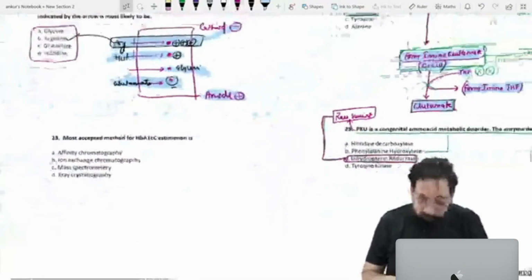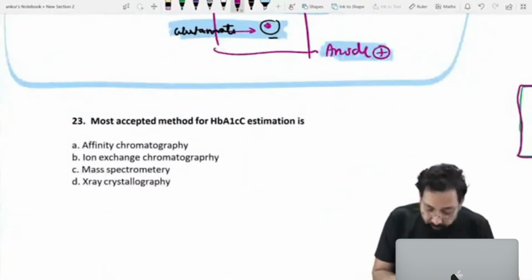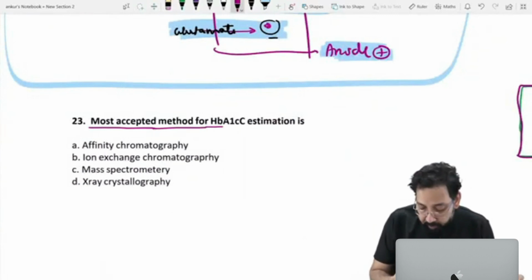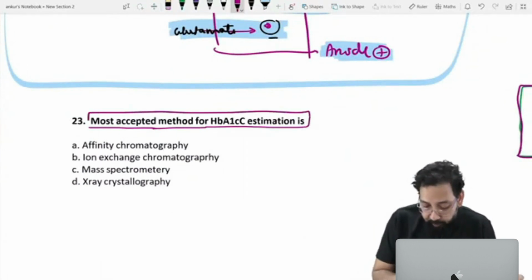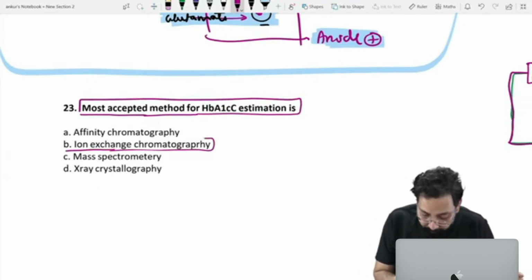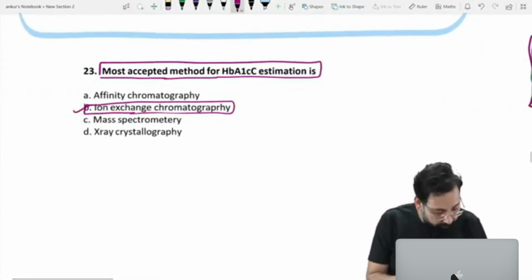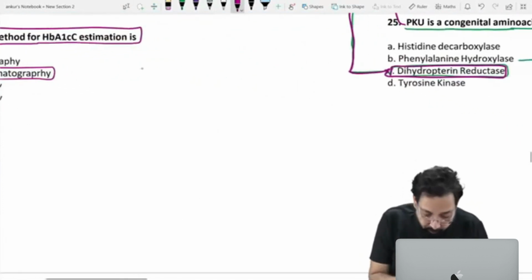This is a recently asked question. The most accepted method of HbA1c estimation is ion exchange chromatography. What is chromatography? This is a frequently asked question.